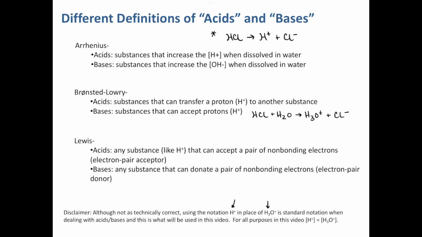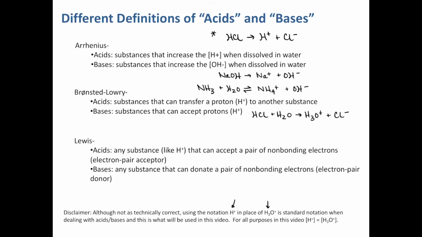When we look at an Arrhenius base, this is going to be a substance that increases the hydroxide ion concentration when dissolved in water. So this could be something like sodium hydroxide, which will dissociate into sodium ions and hydroxide ions in water, so directly increasing the hydroxide ion concentration. Or it could be something like ammonia, which when dissolved in water will react with water to some small extent to give you the ammonium ion and also some hydroxide ions.